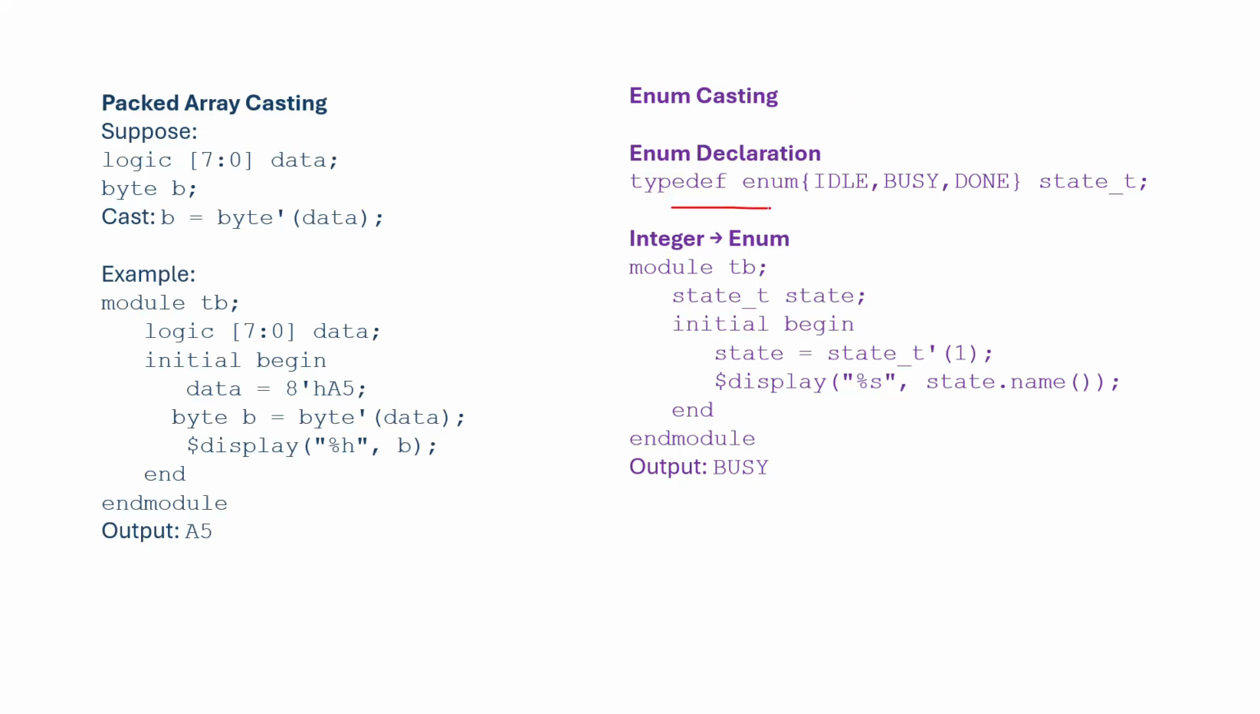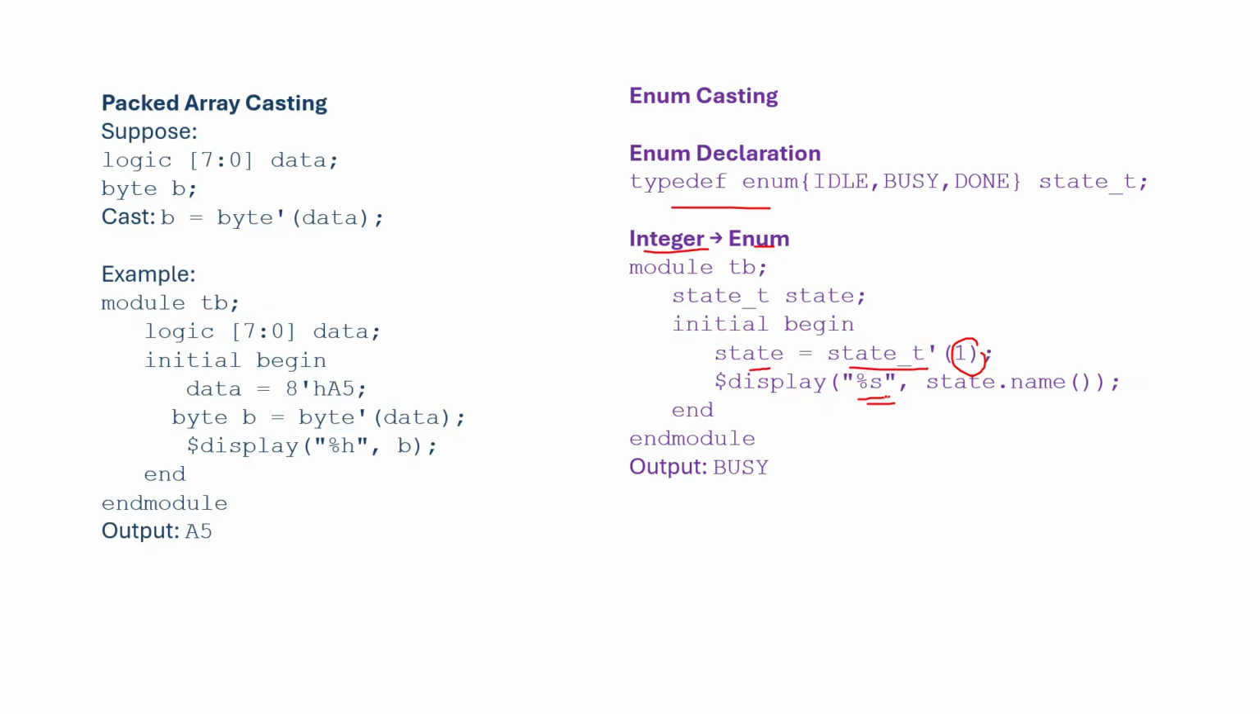And enum casting, like typedef enum. I'm taking that, so integer to enum, I'm converting that. So how are we converting that integer to enum? Just state_t hash 1 you are taking, that should be equal to state, so that state will be assigning to some string data type. Okay, so enum to integer to enums.